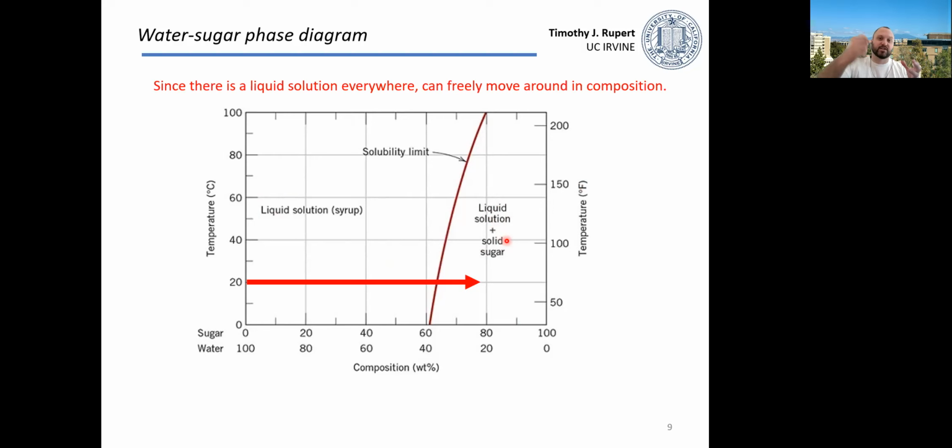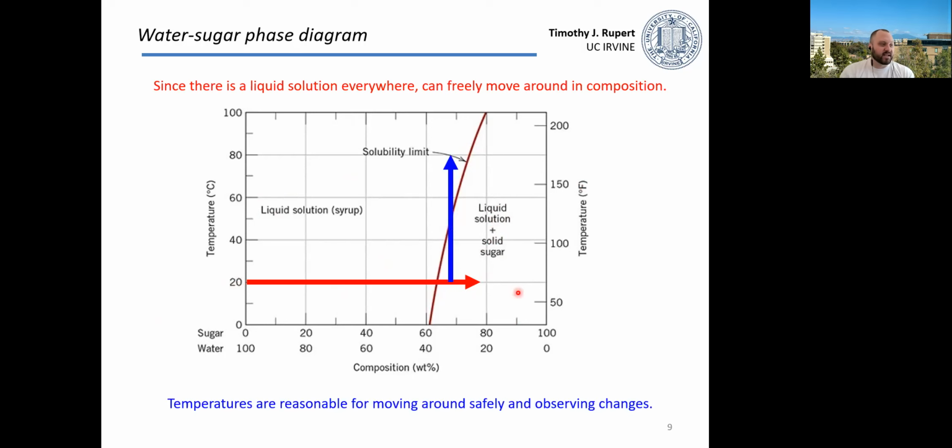If I have a liquid, I can just add more sugar to it continuously. So with one sample, I can move around on this x-axis. The other nice thing is that these temperatures are reasonable. So I can, for example, come into a 2-phase region and move back into a 1-phase region by going through temperatures that I can easily access in the lab. So 20 and 80 degrees C. So it's nothing dangerous or scary.